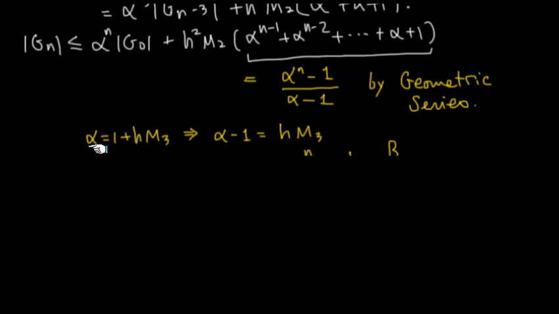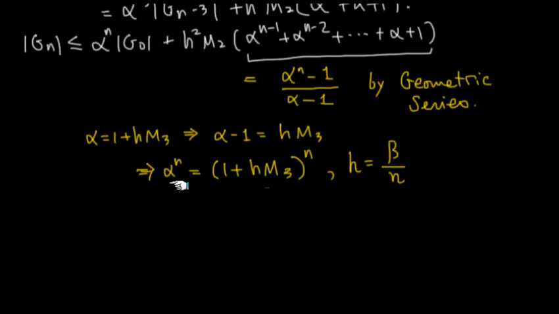If you go back, it turns out alpha was that coefficient of g_k. So that was 1 plus h times m3. So we see alpha minus 1 down there, so alpha minus 1 will be h times m3. So that will be replaced by h times m3. It's nice. Let's now think about alpha to the n.